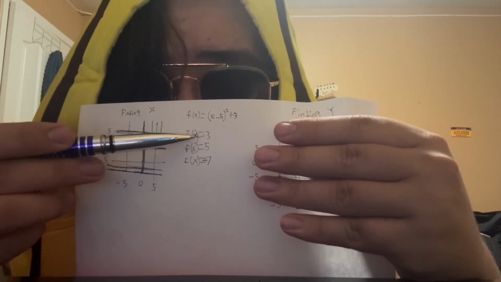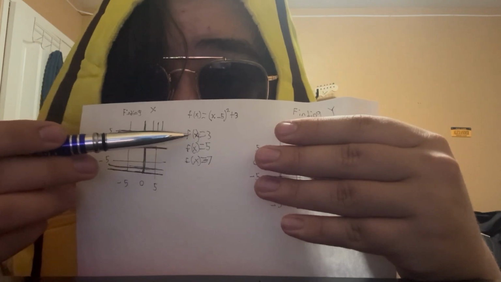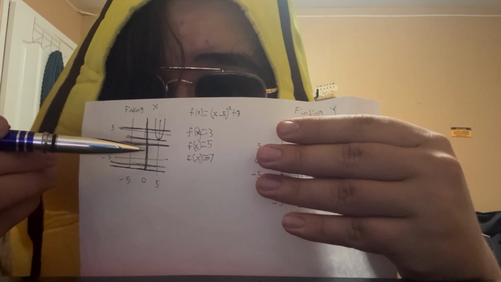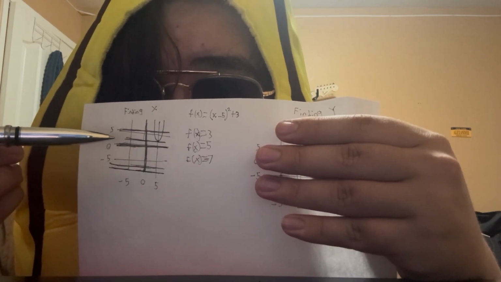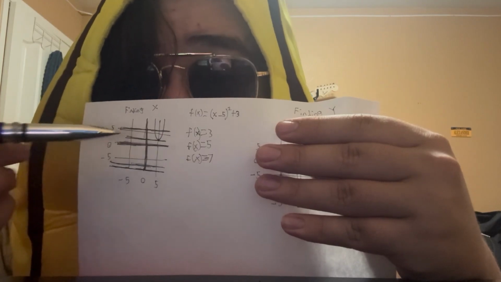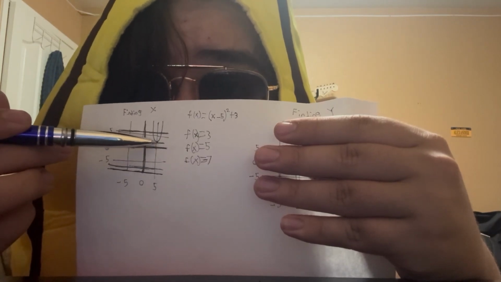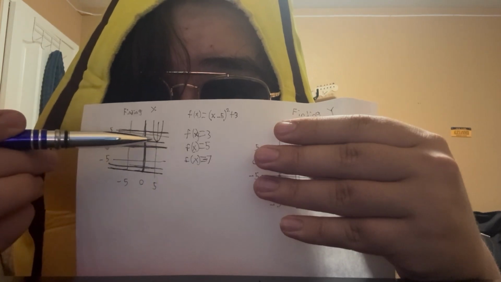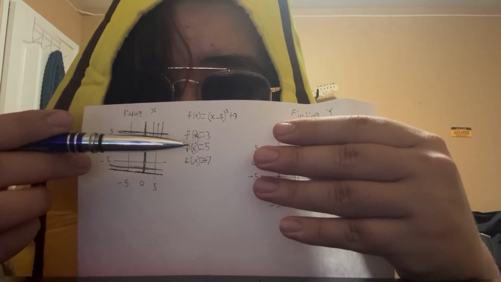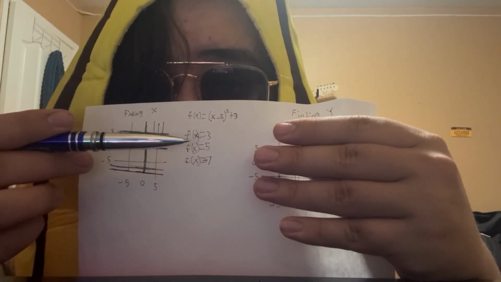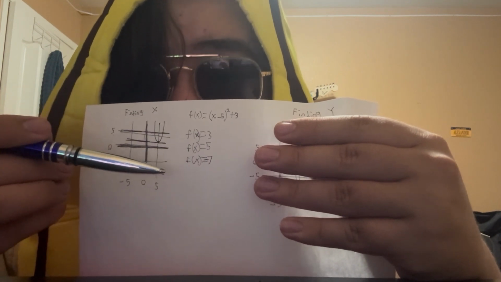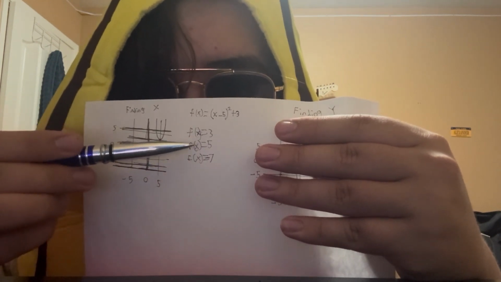When f of x is equal to 3, or otherwise when y is equal to 3, what would x be? Well, let's see. Let's go to where 3 is on our graph, which would be around here. Draw a vertical line. Oh, that's very easy. Horizontal line, apologies. We're going to have the value of 5. So that means when f of x is equal to 3, or when y is equal to 3, x will be equal to 5.